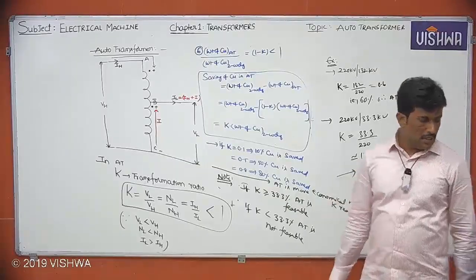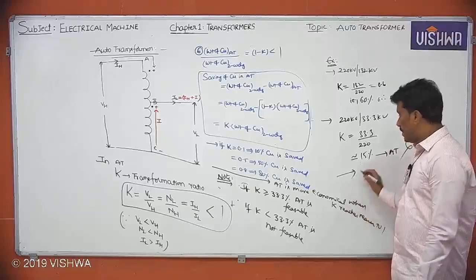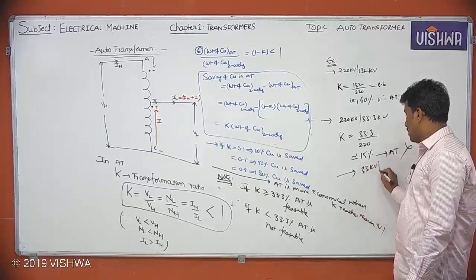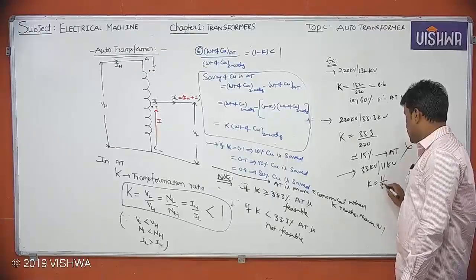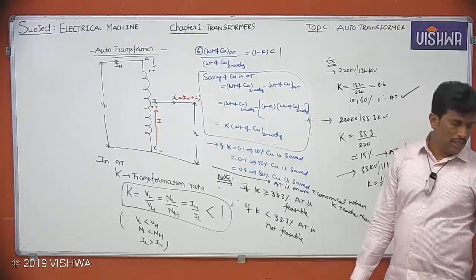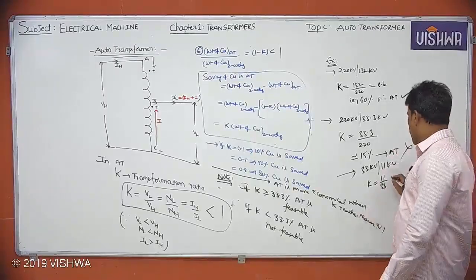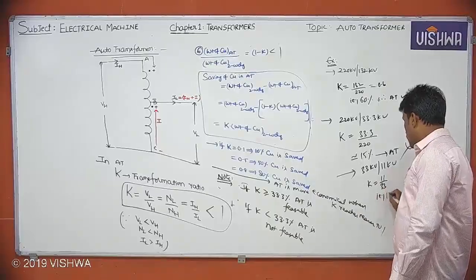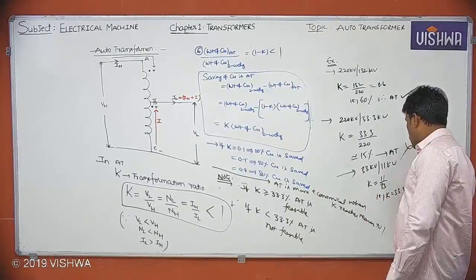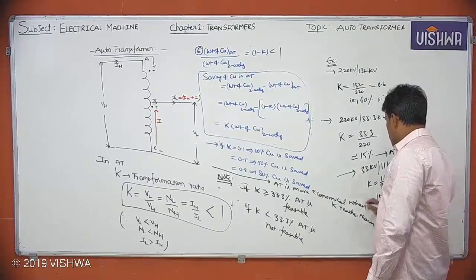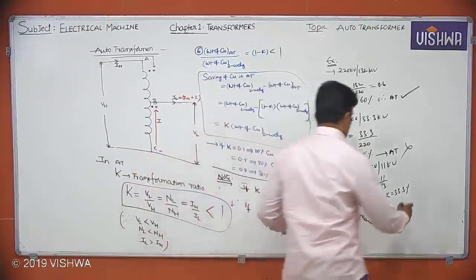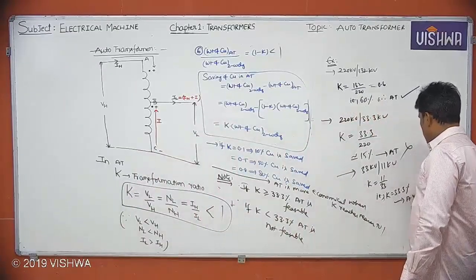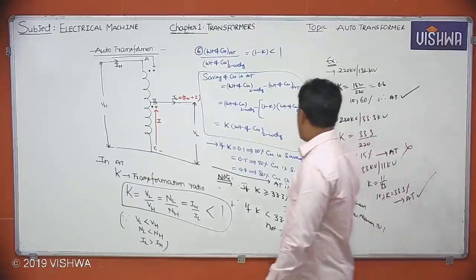Next, tell me one more thing. 33 kV by 11 kV. In this case, the k value is how much? 11 by 33. How much? It is 1 by 3. I will get exactly k equals 33.3%. I told you if k is greater than or equal to 33.3%, auto transformer is feasible. Therefore, I can say here the auto transformer can be used.